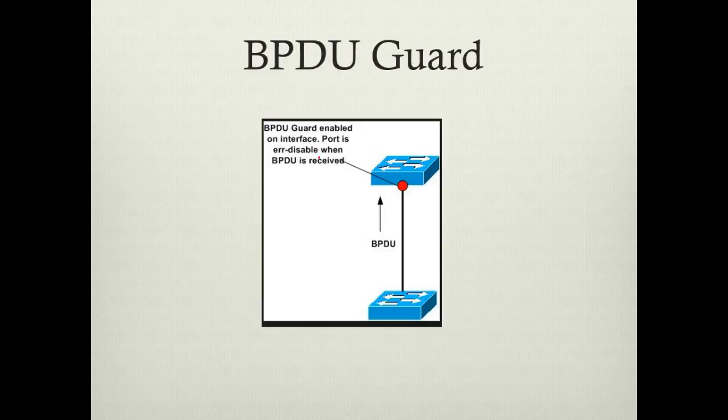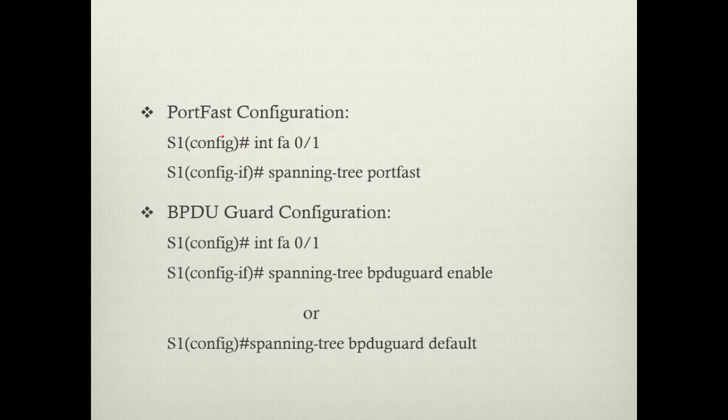BPDU Guard is enabled, and when it is enabled, if somebody plugs a switch in and we get a bridge protocol data unit, it's going to shut down the port. Now you've got to go back. Error disable is what it's called, but error disable means that it's disabling the port because of these things.